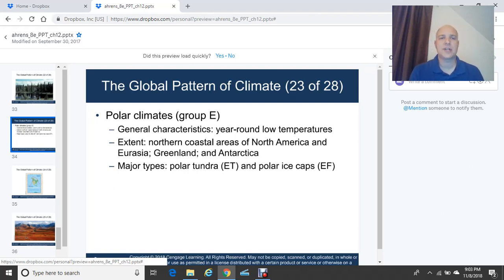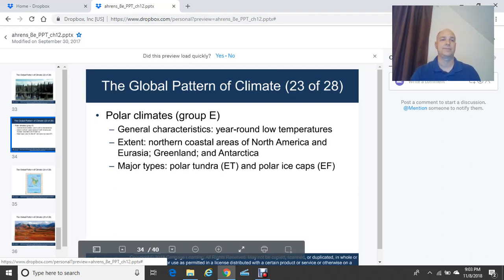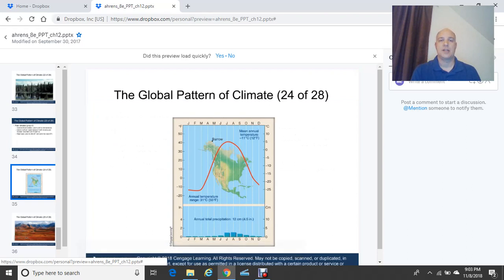And the major types of the polar climates, Group E's, are the polar tundra climate, the ET climate, and then the polar ice caps climate, the EF climates. All right, so if we take a look at Barrow, Alaska as one of those polar climates, it's well up there in latitude, well away from the equator. The mean annual temperature is only 12 degrees Fahrenheit for Barrow, Alaska.